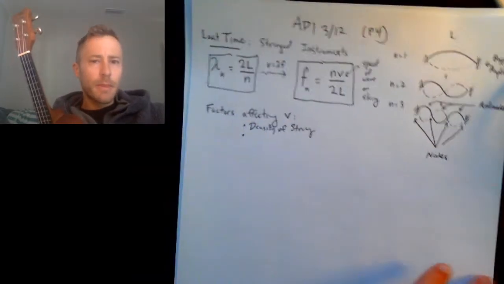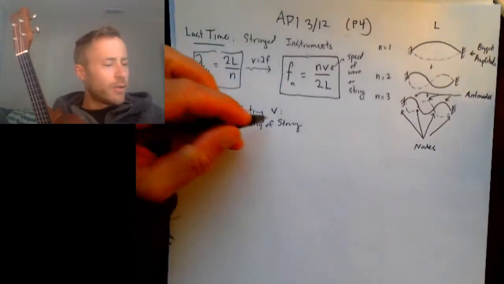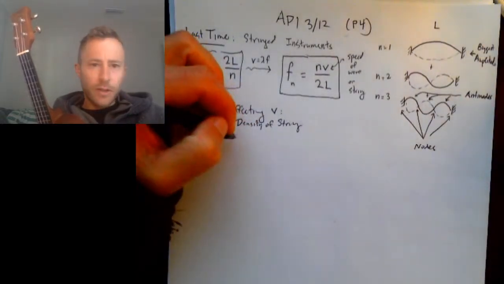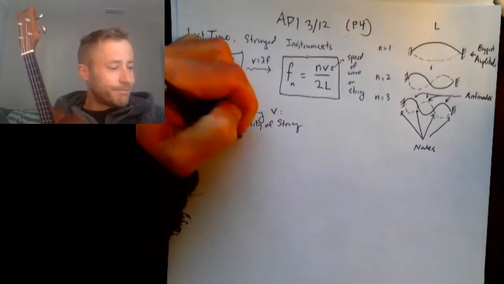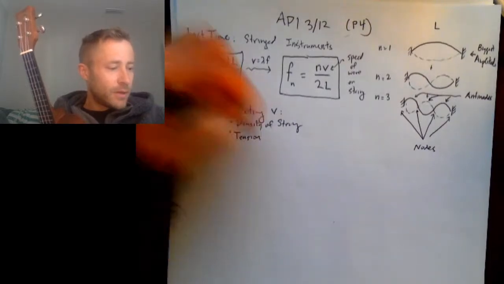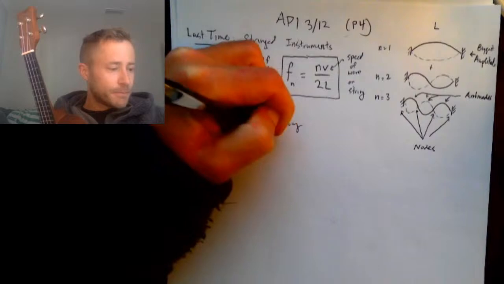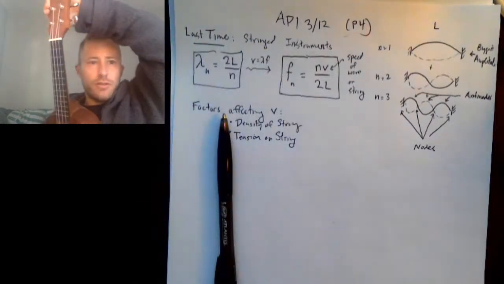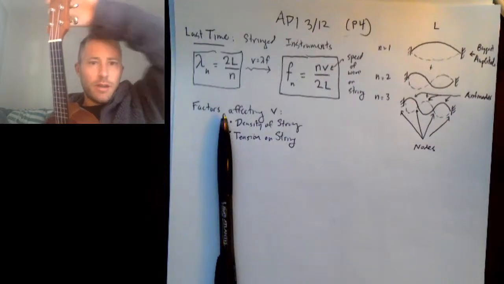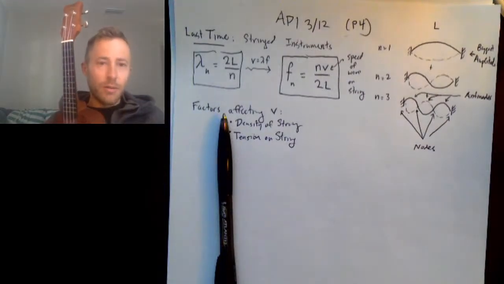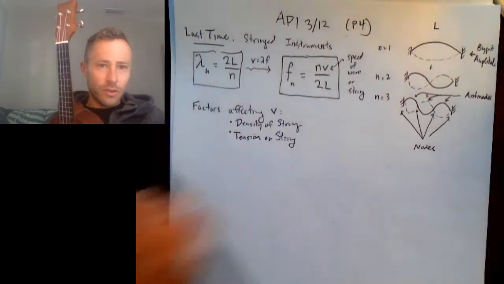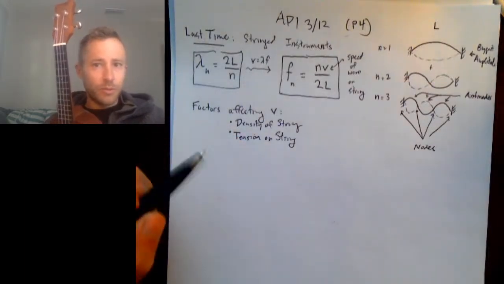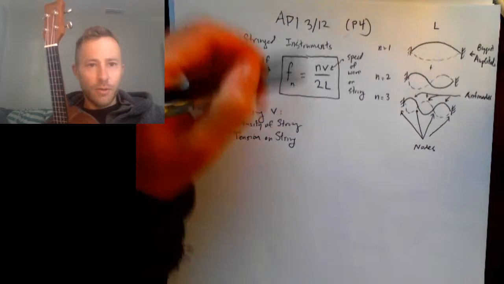And then the other thing that can affect it is the tension on the string. That is basically turning the peg and changing the tension in the string. More tension will result in a higher wave speed, which will result in higher frequencies being played.